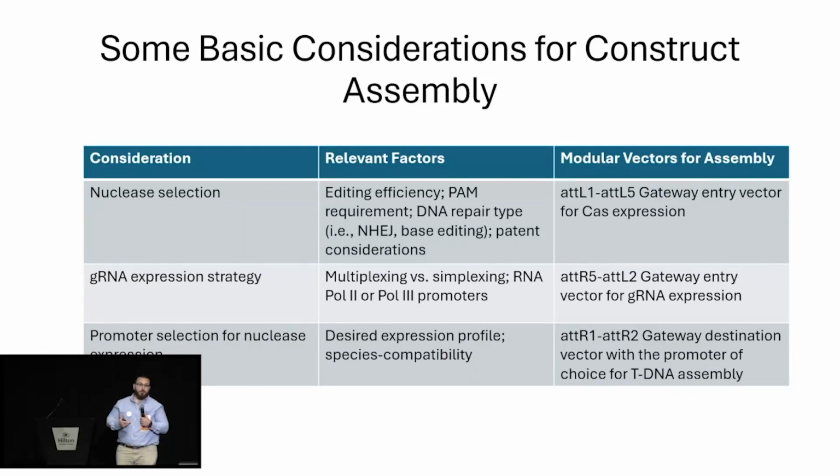Moreover, you'd want to consider your guide RNA expression strategy. So whether you're interested in expressing your guide RNAs under a constitutive polymerase II promoter or a smaller polymerase III promoter. And finally, you would want to consider what promoter you'll drive your CRISPR machinery with, your Cas nuclease or your enzyme, based on the species compatibility and the expression profile of that promoter. And we have modular assembly toolkits available for each of these components, which I'll get into further.